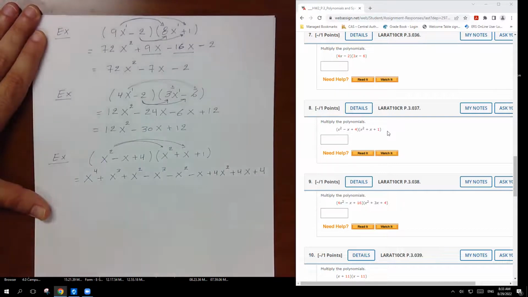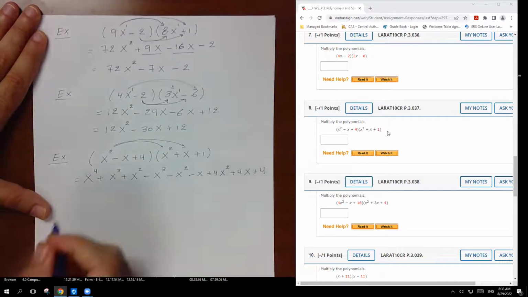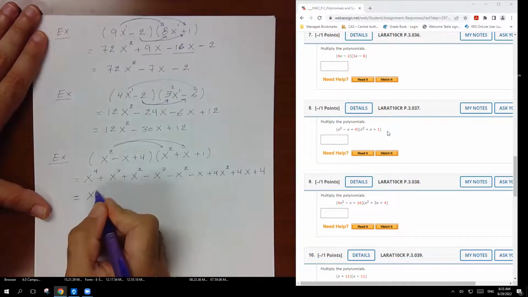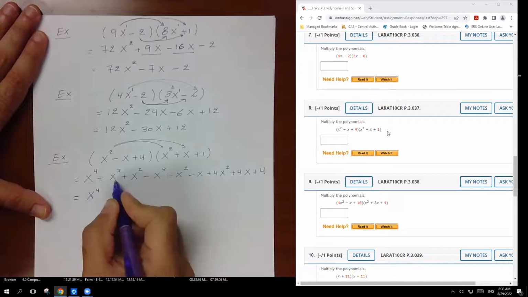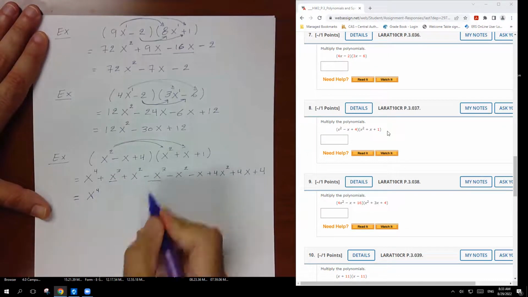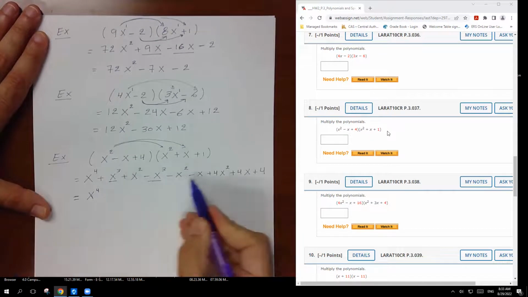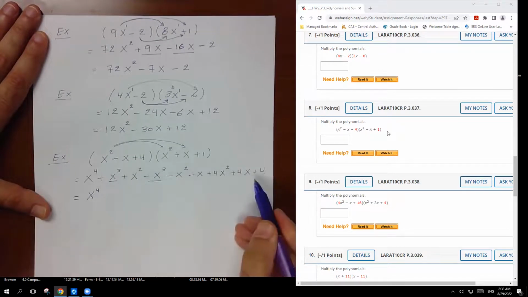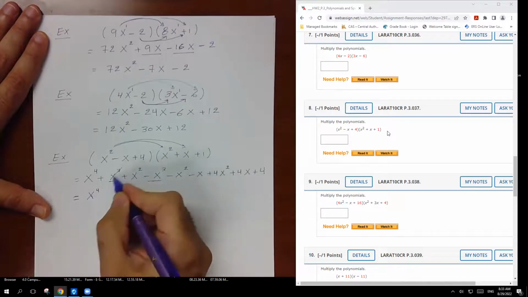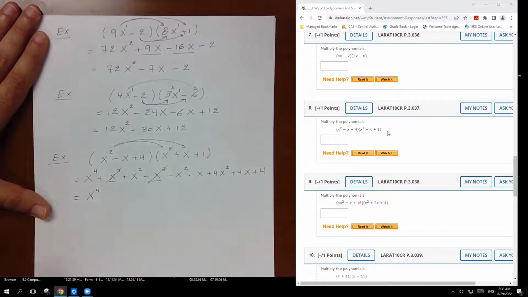Now the next part, you have to combine the like terms. This is an important step. Here is x to the power 4. So here is x cubed. Here is x cubed. And if you look, no more x cubed. 1 minus 1 is going to be 0. That means this one is going to be cancelled with this. We're done with this one.